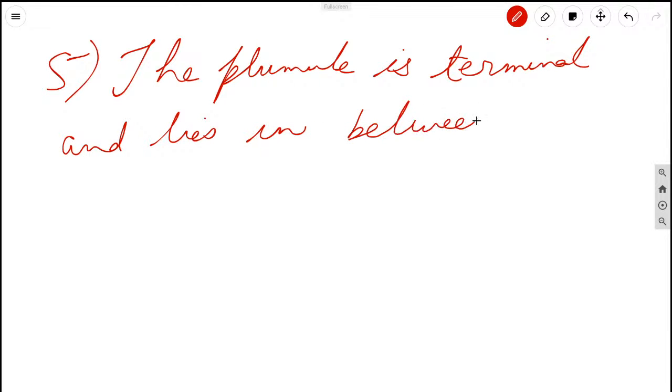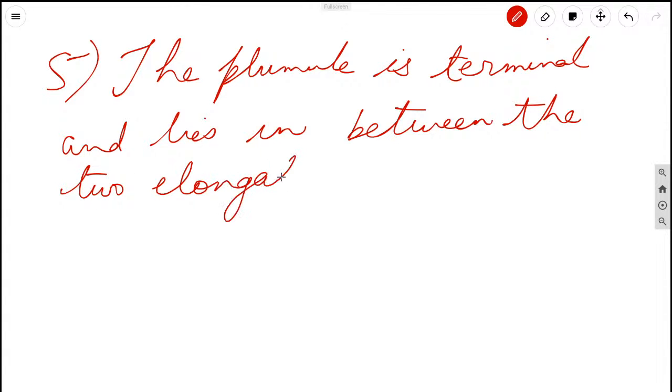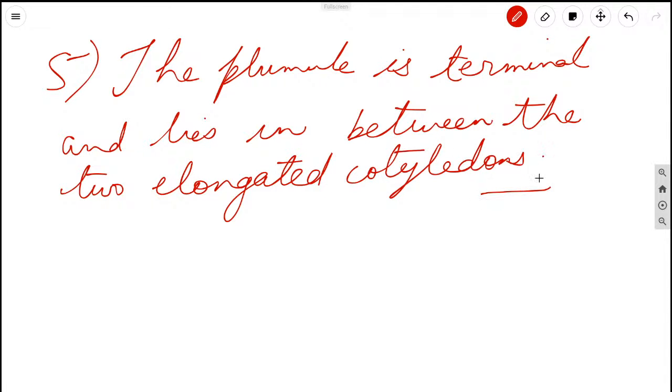In between the two elongated cotyledons. So these are the 5 points which you should be remembering, or which you should be not remembering. If you have the concept, you can deduce from the dicot embryogenetic stage. Okay, the sequence of dicot embryogenesis.